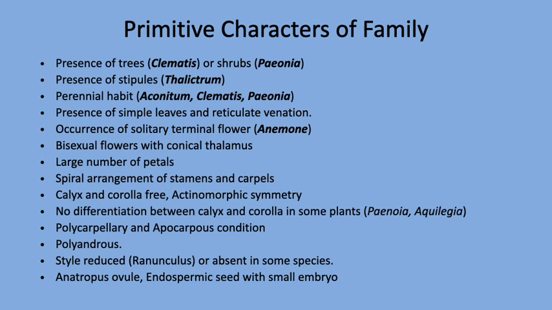First, the presence of trees or shrubs, presence of stipules, perennial habit, presence of simple leaves and reticulate venation, occurrence of solitary terminal flowers, bisexual flowers with conical thalamus, large number of petals, spiral arrangement of stamens and carpels, calyx and corolla are free, actinomorphic symmetry, no differentiation between calyx and corolla in some parts, for example, paeonia and aquilegia, polycarpellary and apocarpous condition, polyandrous, style reduced, for example, ranunculus, or absent in some species, anatropous ovule, endospermic seeds with small embryo. These are the primitive characters of this family.